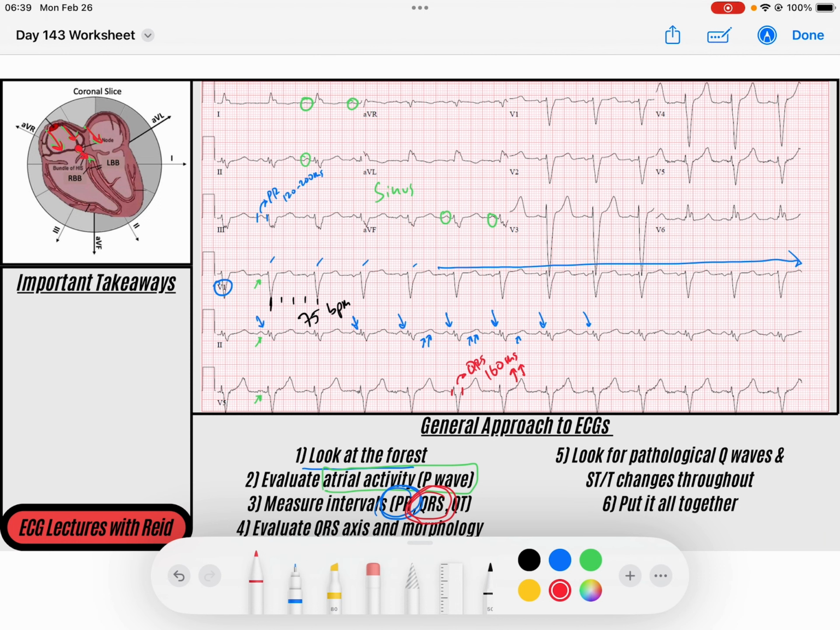So the first thing I notice is that my QRS axis is upright in lead 1, but it's downgoing in AVF. So we've got a QRS axis that is up and to the left.